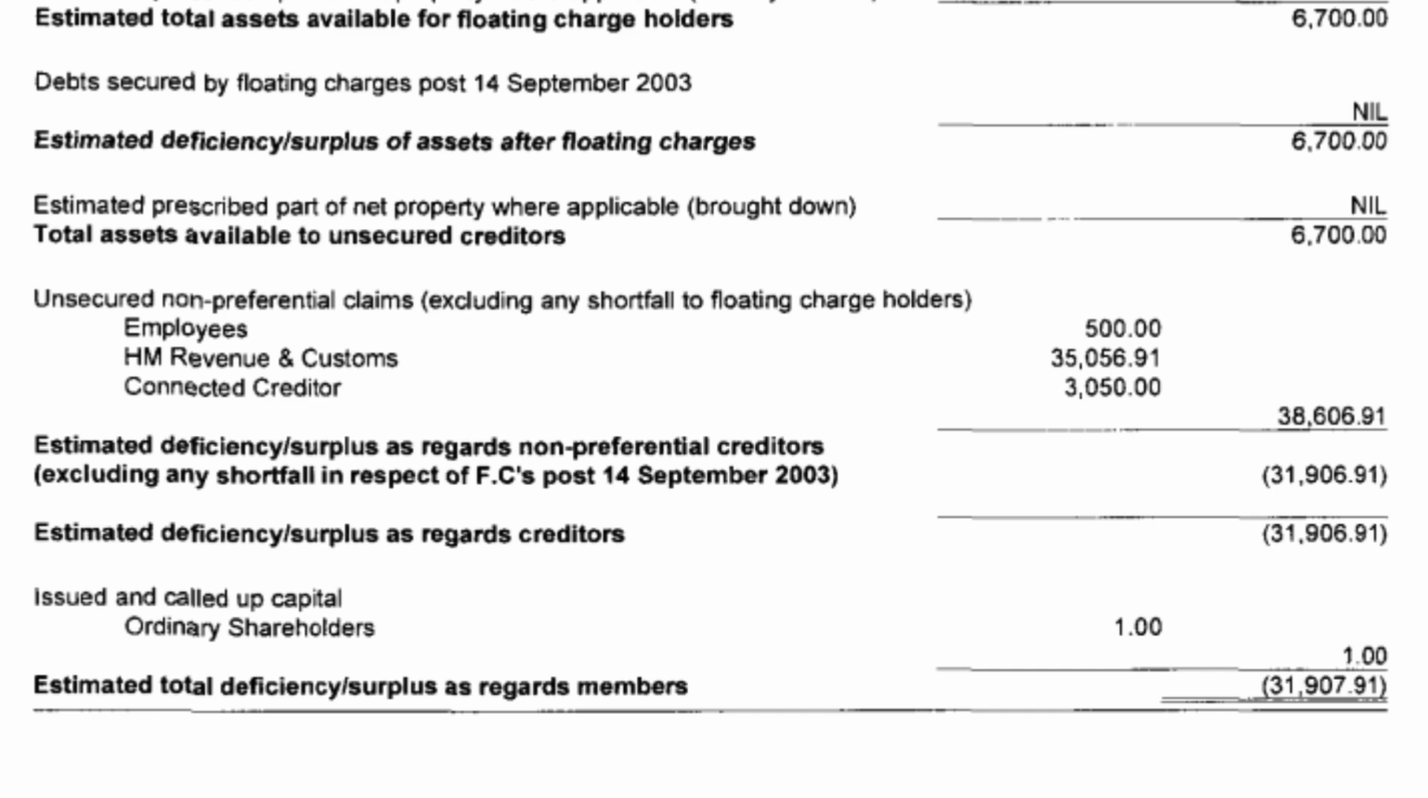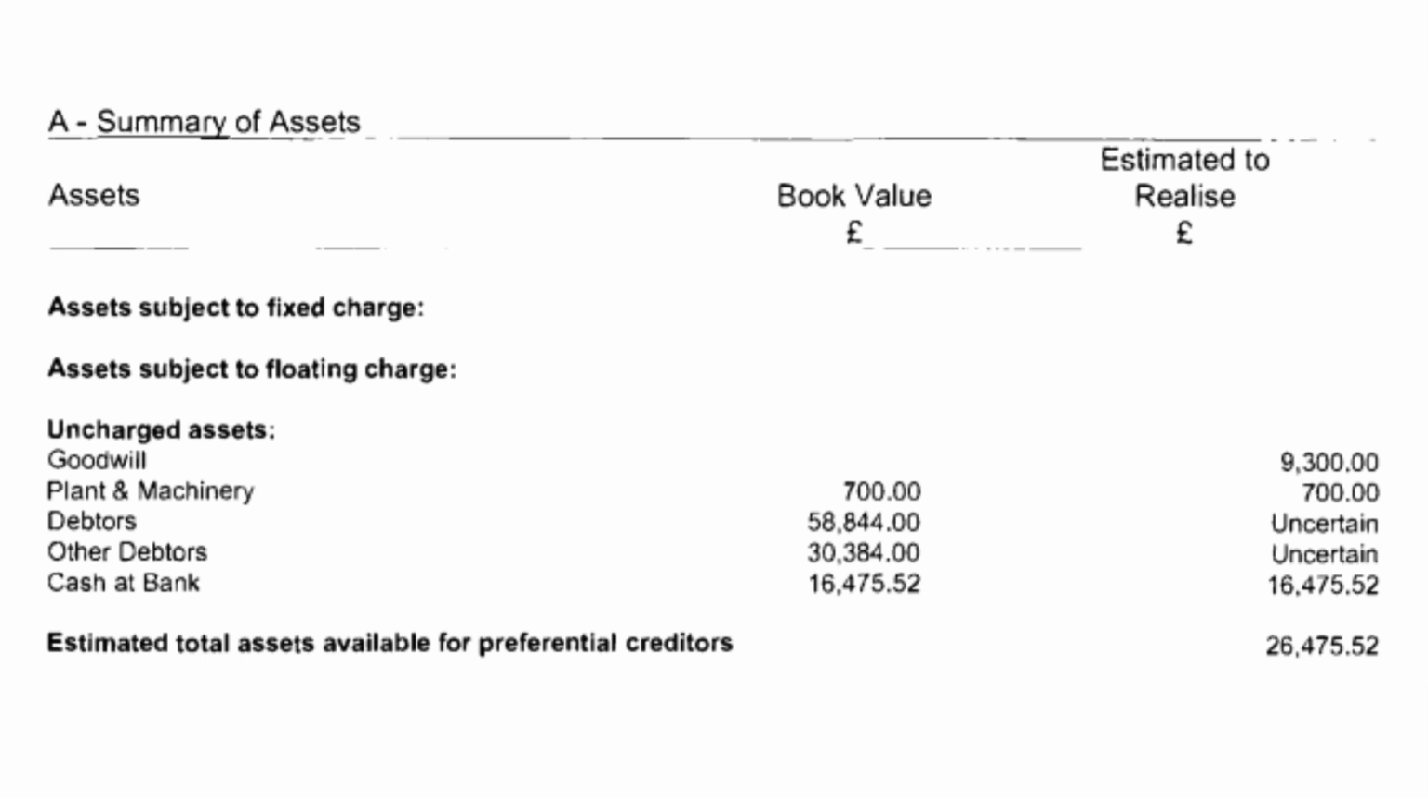So those shareholders have invested £1 and they've lost it. And then the total deficiency is 32,000. Moving on to the next one, we don't appear to have any assets subject to the fixed charge, no assets subject to the floating charge, and therefore all of the assets are classed as uncharged. So we've got goodwill, plant and machinery, a few debtors there, other debtors.